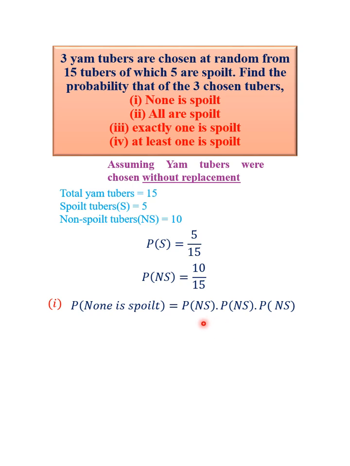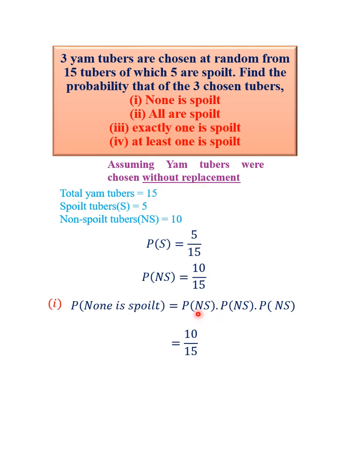So let's look at this. Probability of non-spoiled is equal to 10 over 15. Now take note of this. The yams were picked without replacement. That means if you picked the first yam to give us 10 over 15, without replacement, the number of yams that are not spoiled will reduce from 10 to 9 because you didn't replace it. And obviously, the total number of tubers left will be reduced from 15 to 14 because we are not replacing it.